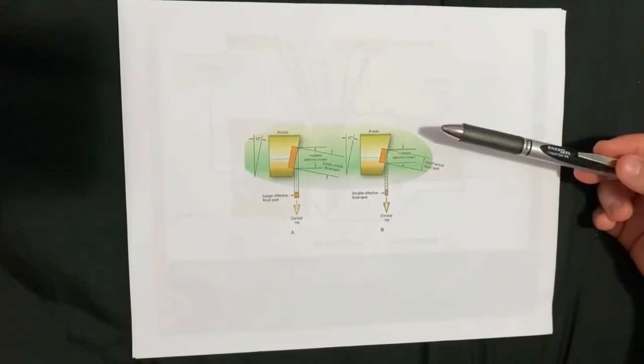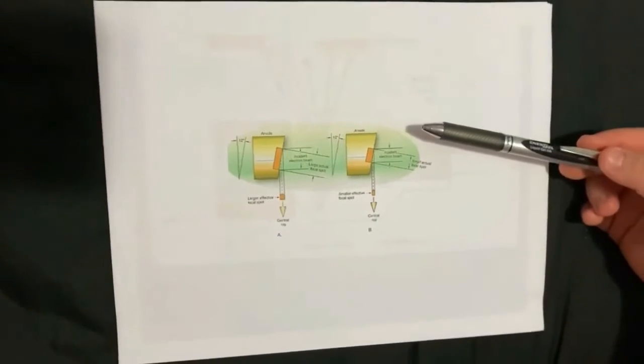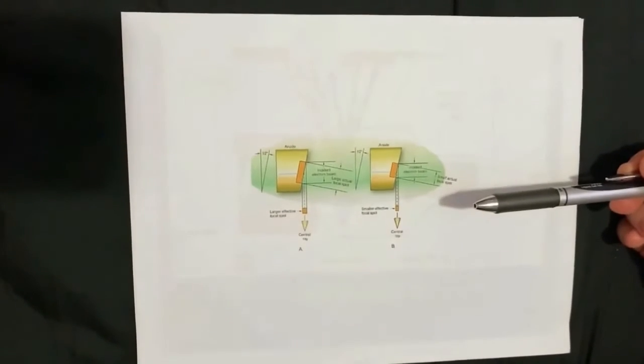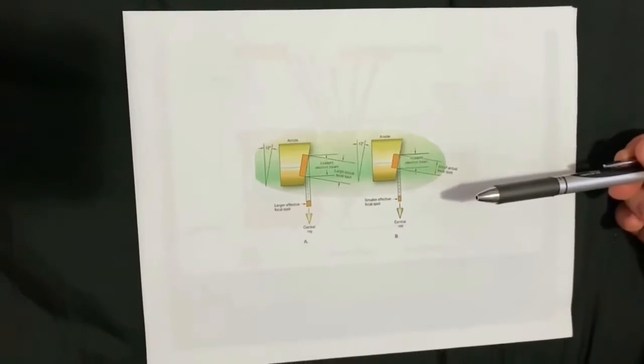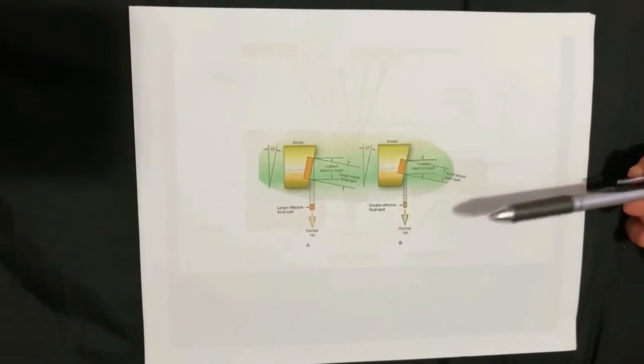The size of the effective focal spot is determined by the size of the actual focal spot and the anode target angle. As the target angle increases, the focal spot increases.